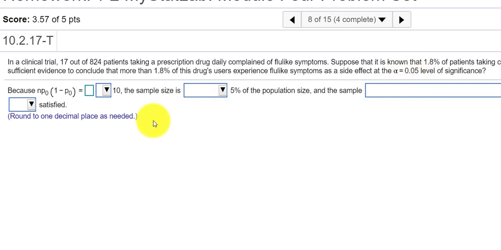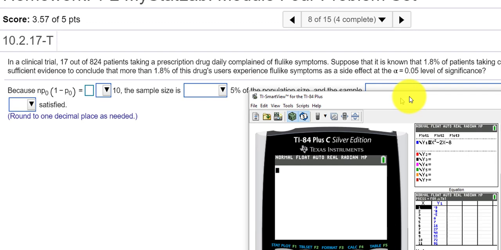Okay, so the first thing we need to do is test to see if we can actually set up a hypothesis test. So let me open up my calculator. Here we go. So what are we given?